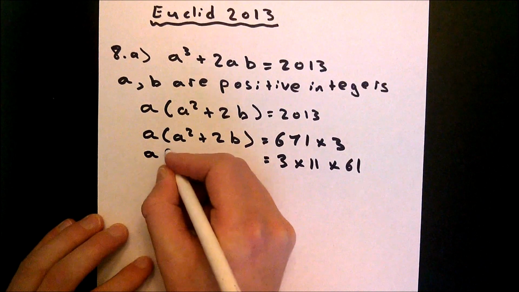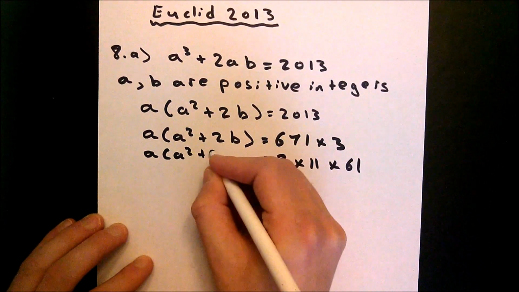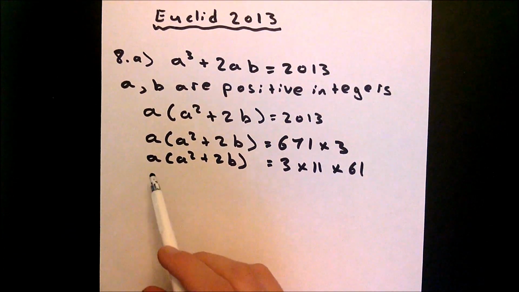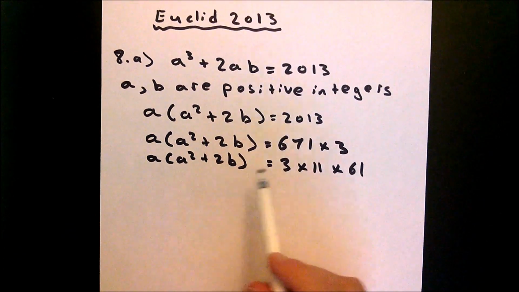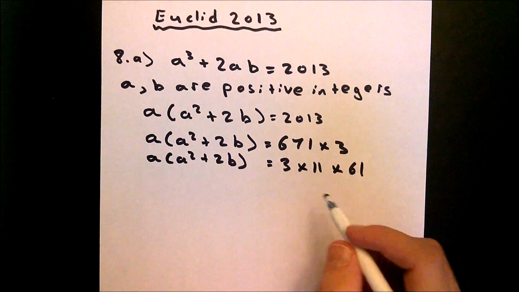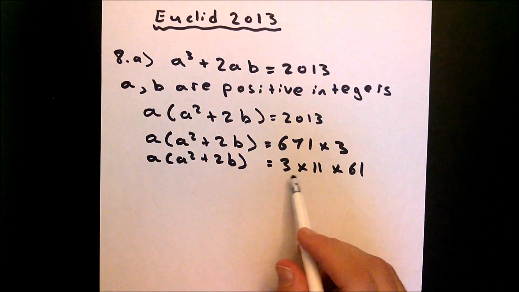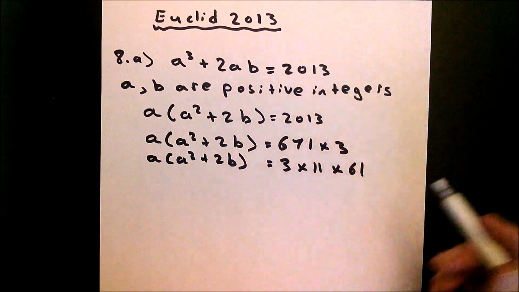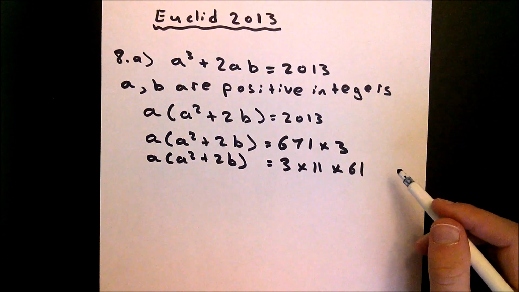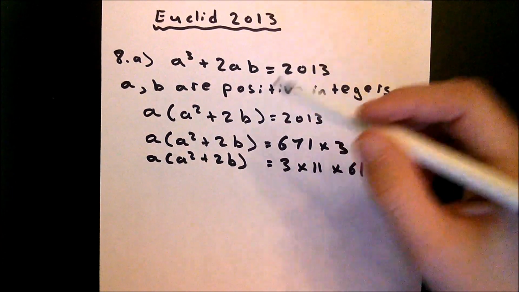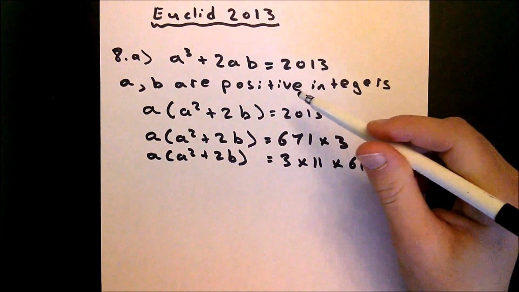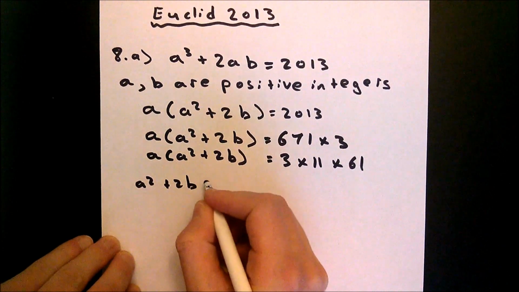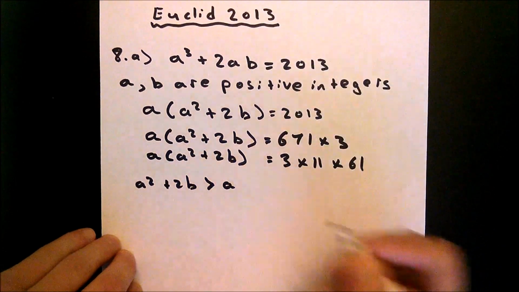I'm just going to rewrite this left-hand side again. So we know that two numbers multiplied together are going to equal 2013. I just want to split up 3 times 11 times 61 into two factors, and we're going to see how many ways we can do that. Also, notice that since both a and b are positive numbers, a squared plus 2b is going to be greater than a.